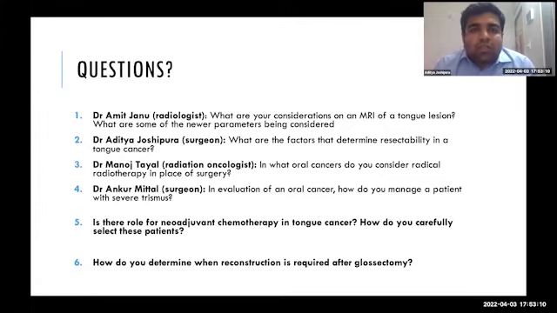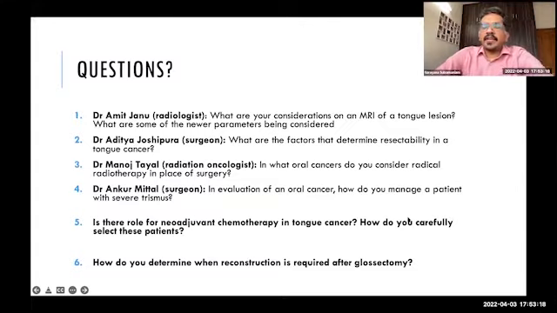So the last factor that I would say is the patient's willingness to undergo morbidity, especially in locally advanced tongue cancers. Point very well taken. So the next question is for Dr. Manoj Dayal, a radiation oncologist. So in what oral cancers would you consider radical radiotherapy in place of surgery?